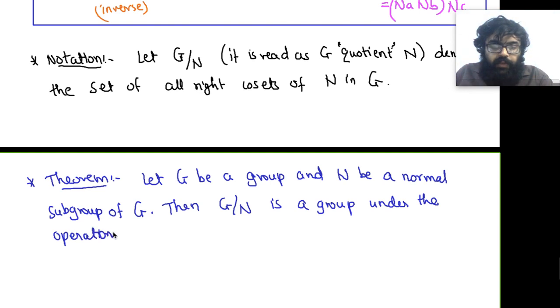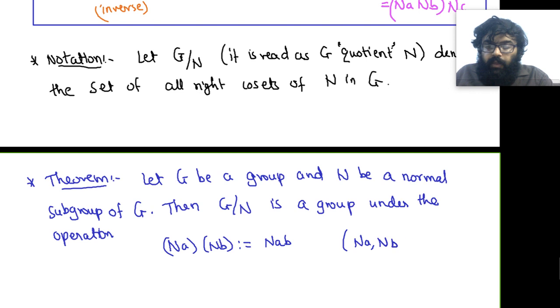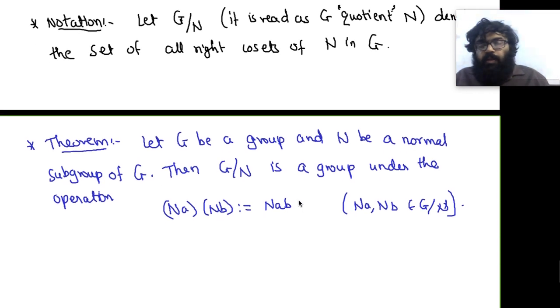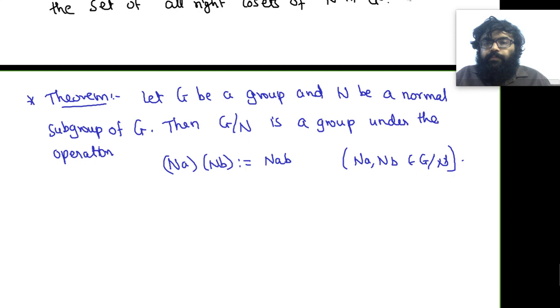What is the operation defined? The operation is we define Na times Nb as Nab, for Na and Nb in G quotient N. So under this operation, this also forms a group. The proof we have already seen above, so I am not writing it.